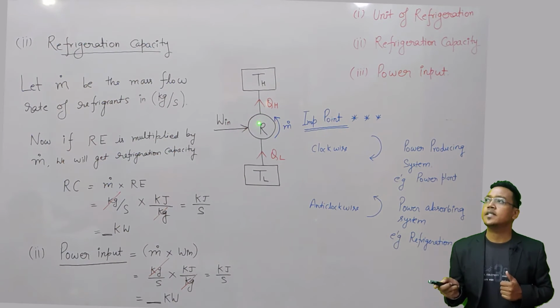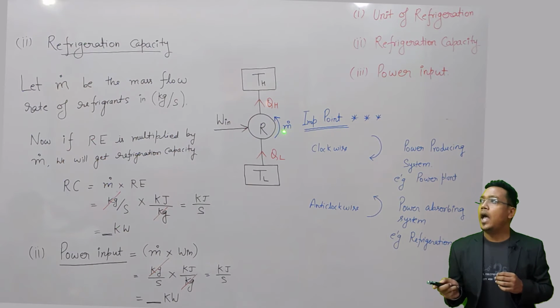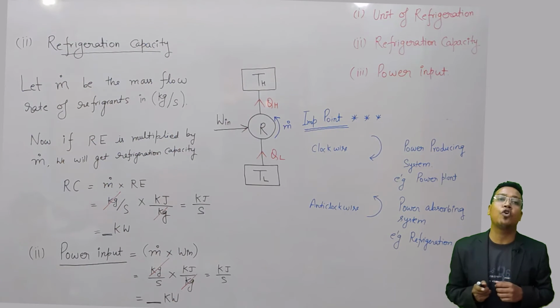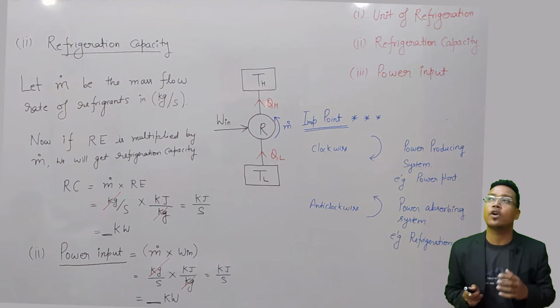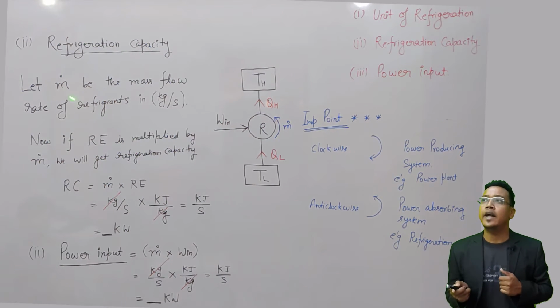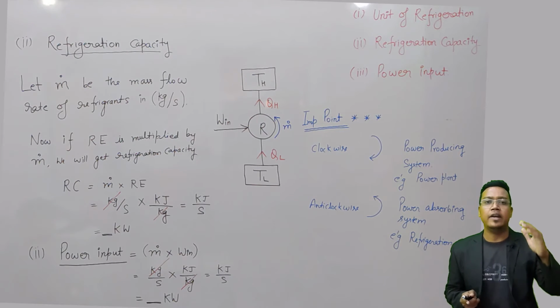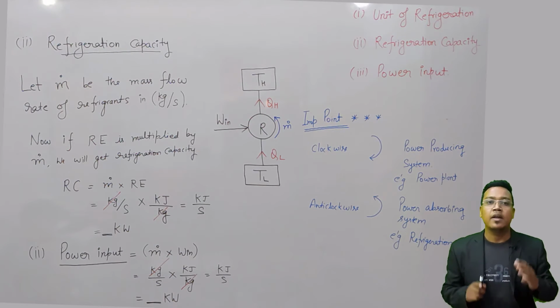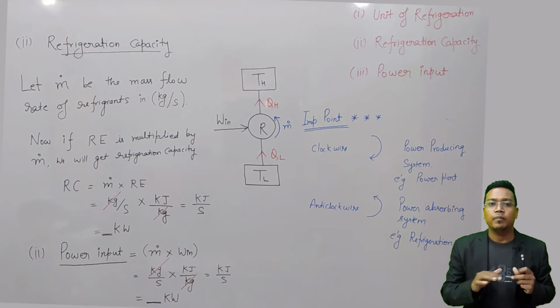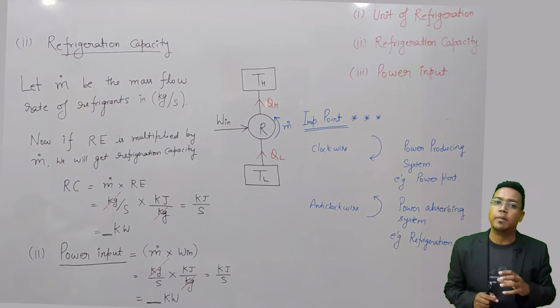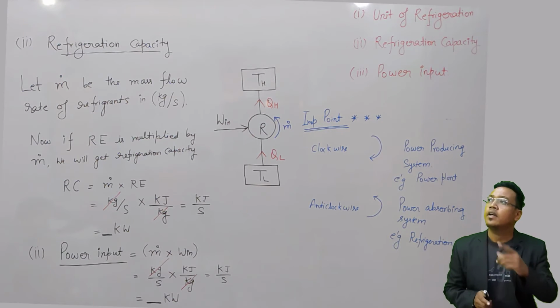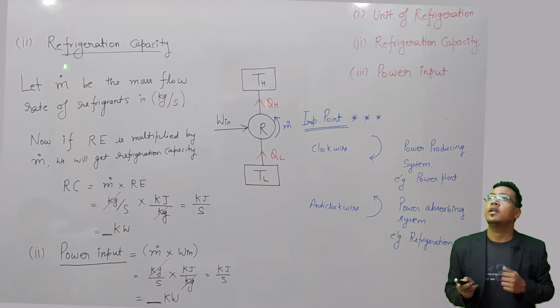In this refrigeration system, suppose m dot, that is the mass flow rate of refrigerant. Let m dot be the mass flow rate of refrigerant. I have already explained in the previous videos that in window ACs or in any refrigeration system, a substance which flows into the system is called a refrigerant. Here, let m dot be the mass flow rate of refrigerant in kg per second.